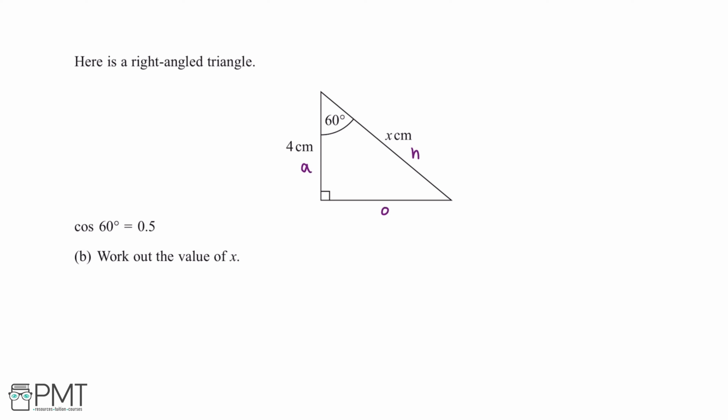So because we have the adjacent side length and the hypotenuse, the formula we'll want to use is that cos x is equal to adjacent over hypotenuse. So we can substitute in the values from this triangle into this formula. And this gives us that cos 60 is equal to 4 divided by x.